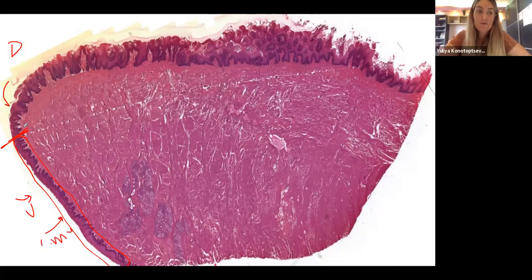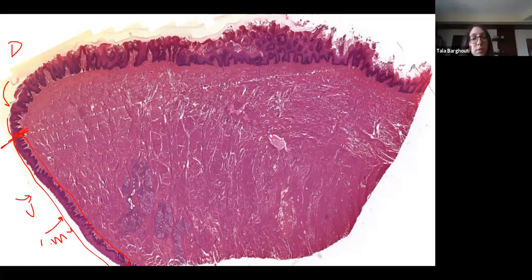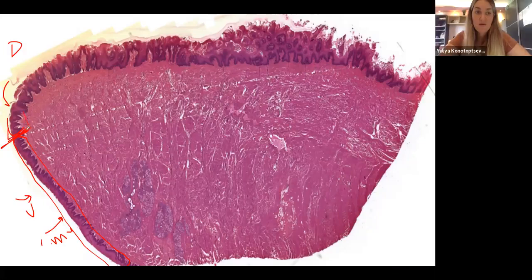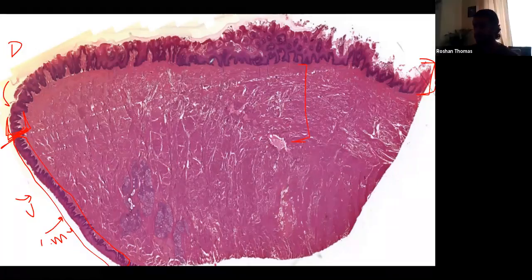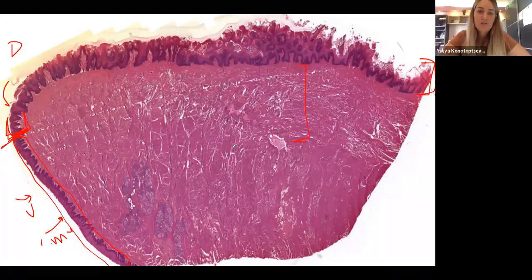What about this on the surface? Specialized mucosa, very good. From here all the way until here, this is specialized mucosa. Is it attaching to submucosa? Is there submucosa? No. So both of these mucosas are attaching directly to the muscle. So all of this tissue right here, all of it, this is a muscle.